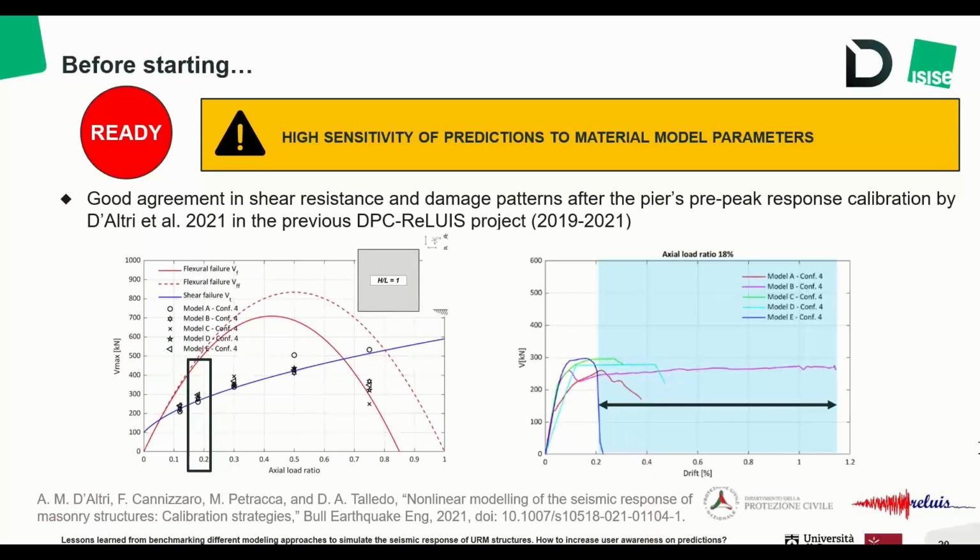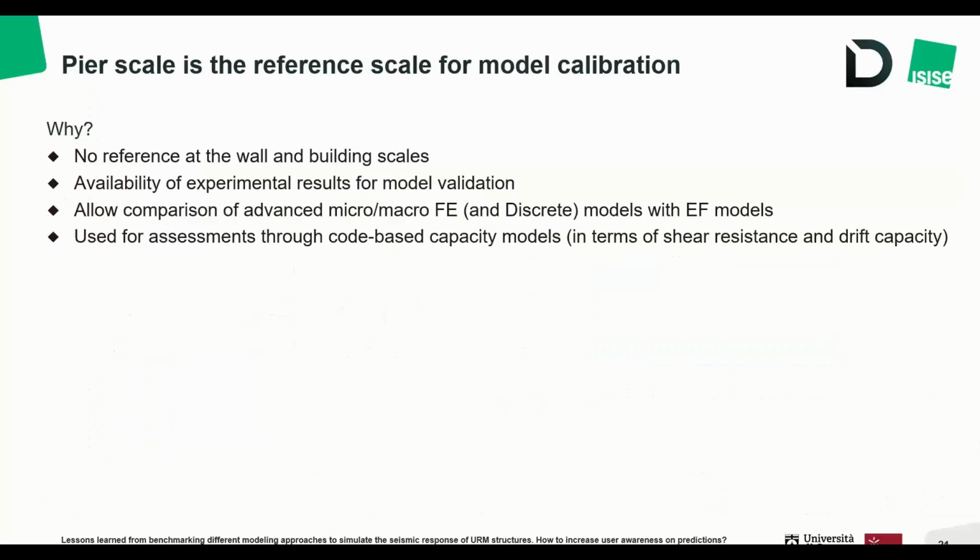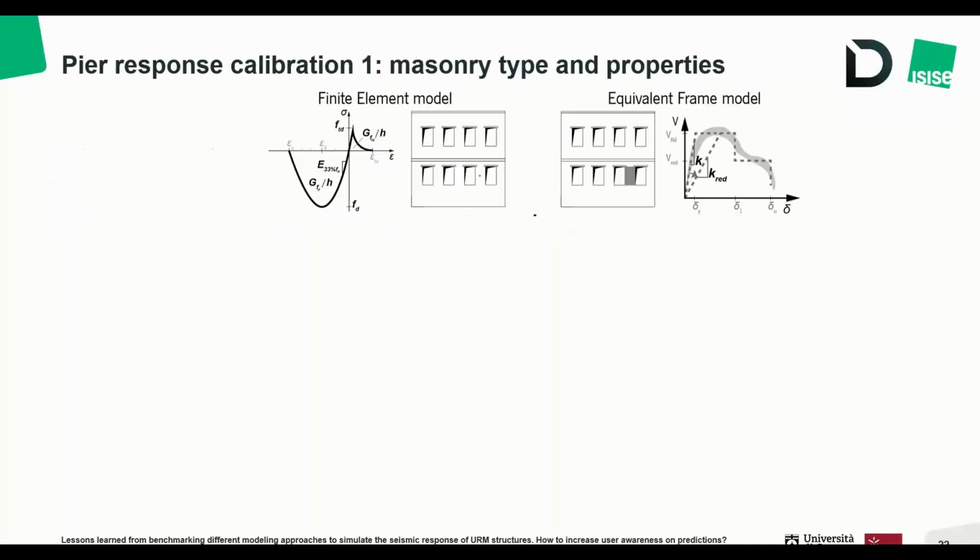So this is again to say that the predicted response of masonry material needs to be initially calibrated and eventually checked. But which is the scale for this calibration? It is the pier scale. Why? Because we don't have any reference at the wall and building scales, because of the availability of experimental results for model validation, and because the pier scale allows also to compare the results from different modeling approaches, and it is used for seismic assessment through code-based capacity models.